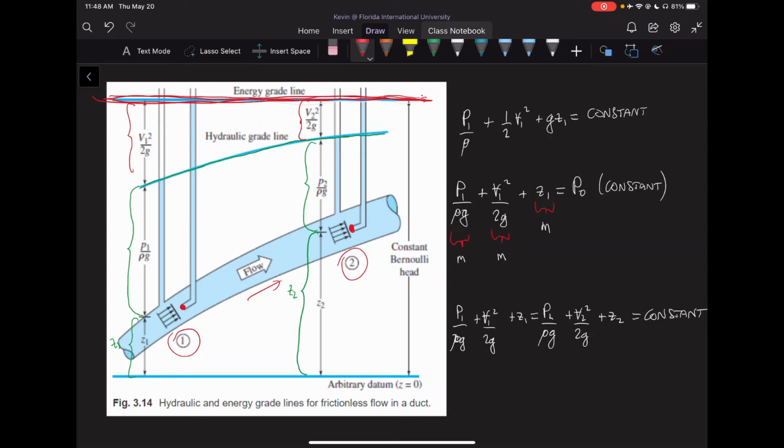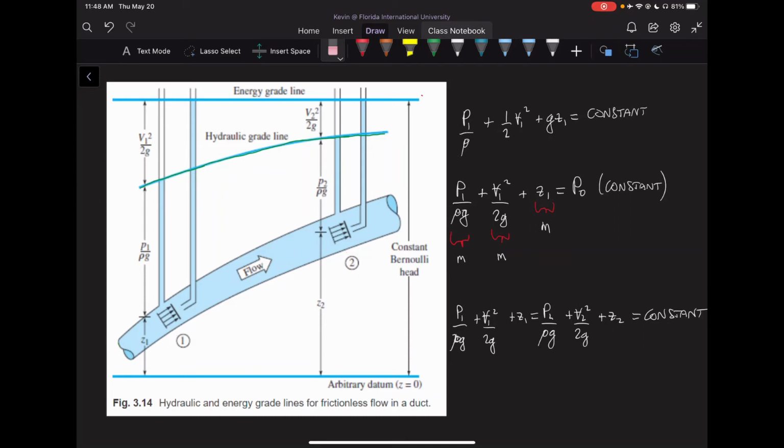And we can actually measure this hydraulic grade line and this energy grade line using a simple manometer assembly. So if we look at our manometer assembly, let me erase everything so that it makes more sense. We have one point here that is open to the flow.